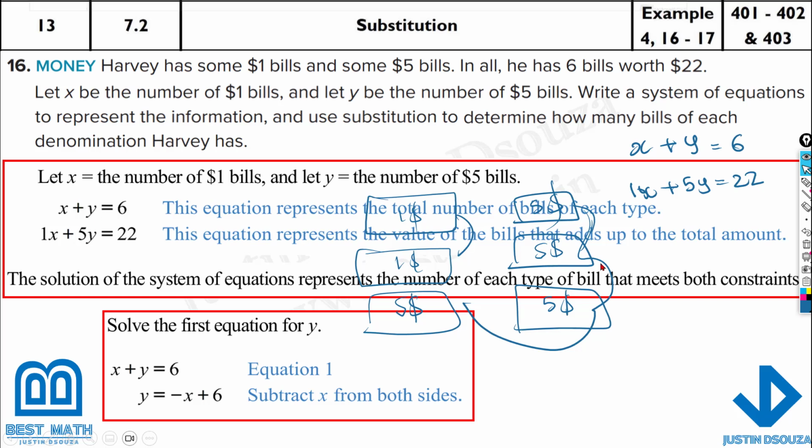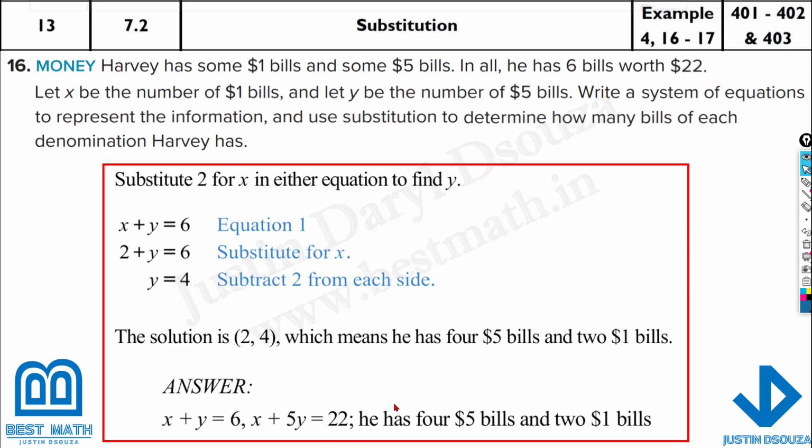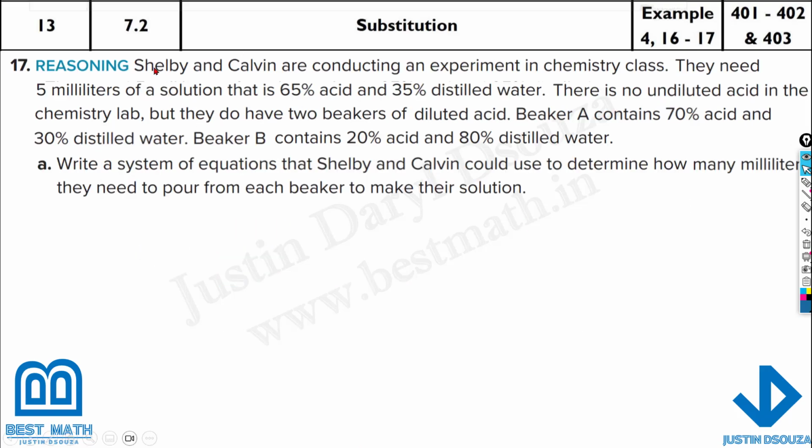Yeah, these are the simultaneous equations which I've written, and then you need to solve them up. And here we go, it is 2 and 4. The next problem is an interesting problem. It's about reasoning. Shelby and Calvin are conducting an experiment in chemistry class. They need 5 milliliters of a solution that is 65% acid and 35% distilled water.